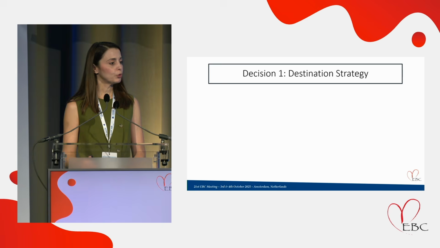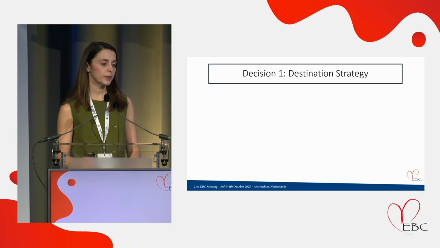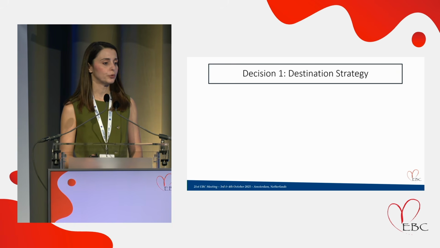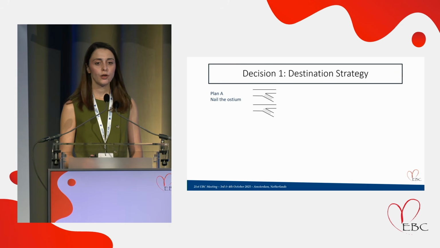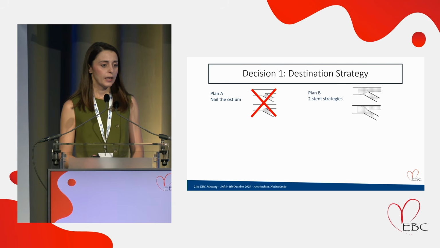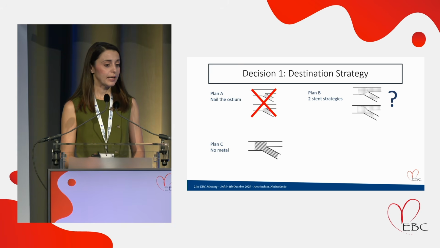So she's very symptomatic. I'm going to treat this with stent. So what I have to think about now is how I want this to look at the end. I think it's been eloquently demonstrated by Dr. Gupta that nailing the ostium is clearly not an option. Two stent strategies is a good option, but do we want to leave all this metal behind in an elderly patient? Leaving no metal behind is an option, but where is the evidence for this?